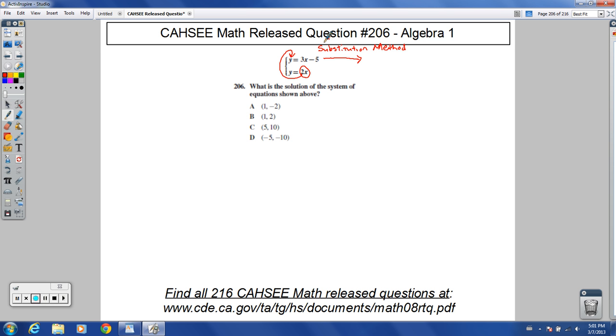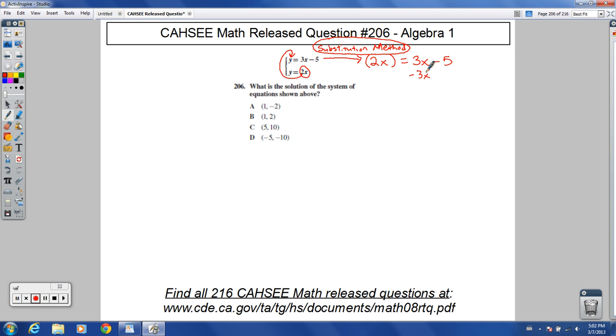In the previous example, in 205, it wasn't quite as easy to use the substitution method. We would have had to solve for x or y first, but here we don't have to solve for x or y. It's already solved for us in terms of y. So we can just say 2x, plugging that in. I'm going to put that in parentheses because I plugged it in. I like to use parentheses a lot when I plug things in. 2x would equal 3x minus 5.